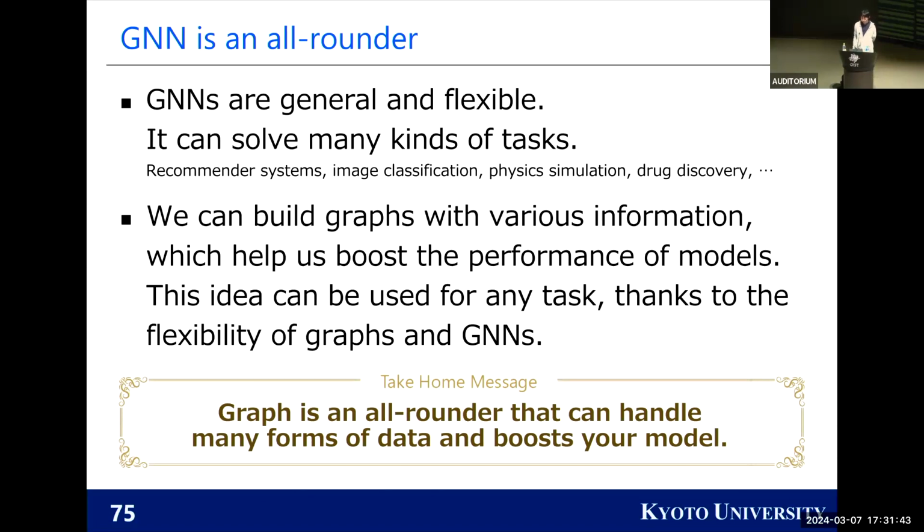Another important conclusion is that we can build graphs with various information, using things like knowledge graphs and other kinds of auxiliary data, and help boost the performance of the models at hand. Compared to just using the samples separately, we can use such auxiliary information to improve performance. And this idea can be used for literally any task, thanks to the flexibility of graphs and GNNs. We can apply it to image classification and text analysis and so on. So whatever your field of interest is, you can apply this idea to your field.